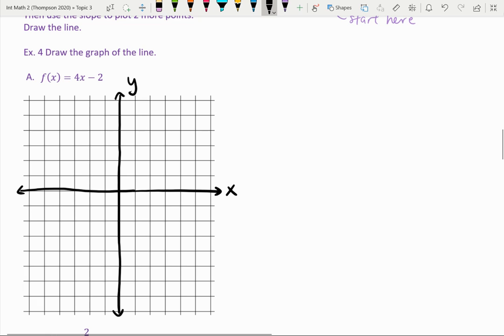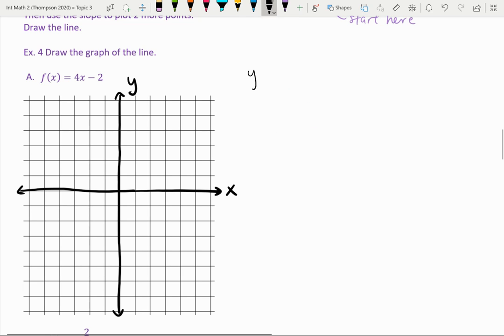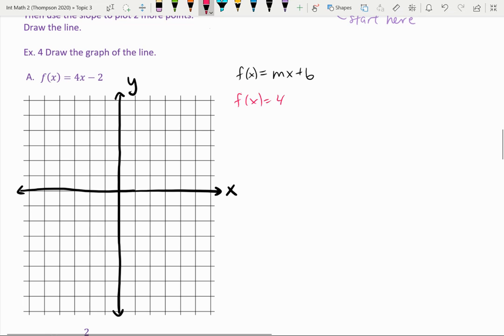Okay, so there's my x and y axes. Now I know this equation of a line is f of x equals mx plus b. This particular line is f of x equals 4x minus 2. So what do we got? I always start with my y-intercept. My y-intercept here is negative 2. So I'm going to start there. y equals negative 2 means that from the origin, I'm going to go down 2 and make a mark.